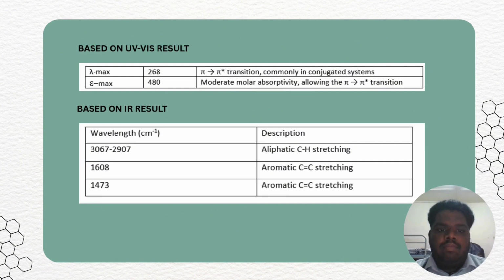Meanwhile, in the IR spectrum, the absorptions in the range of 3067 to 2907 inverse centimeters were consistent with CH stretching vibrations, both aromatic and aliphatic hydrogens. Additional peaks at 1608 and 1473 inverse centimeters correspond to the aromatic C=C stretching vibrations, which are characteristic of benzene derivatives. Together, the UV and IR data provide strong evidence for an alkyl-substituted aromatic compound, guiding us towards the correct molecular structure.